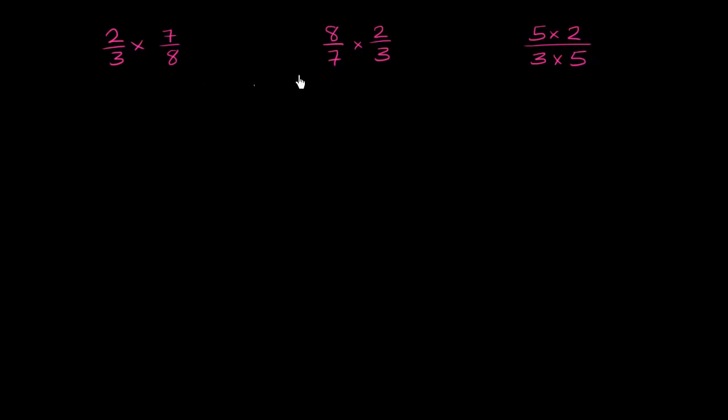We have three expressions here. This is 2/3 times 7/8. The second expression is 8/7 times 2/3. This third expression is 5 times 2 over 3 times 5. And what I want you to do is pause this video right now and think about which of these expressions is the largest, which one is in the middle in terms of value, and which one is the smallest.